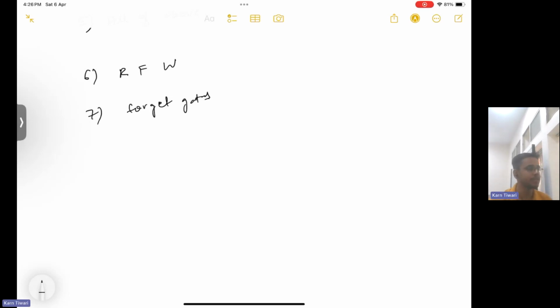Which type of neural network is best suited for sequential data? It's RNN.